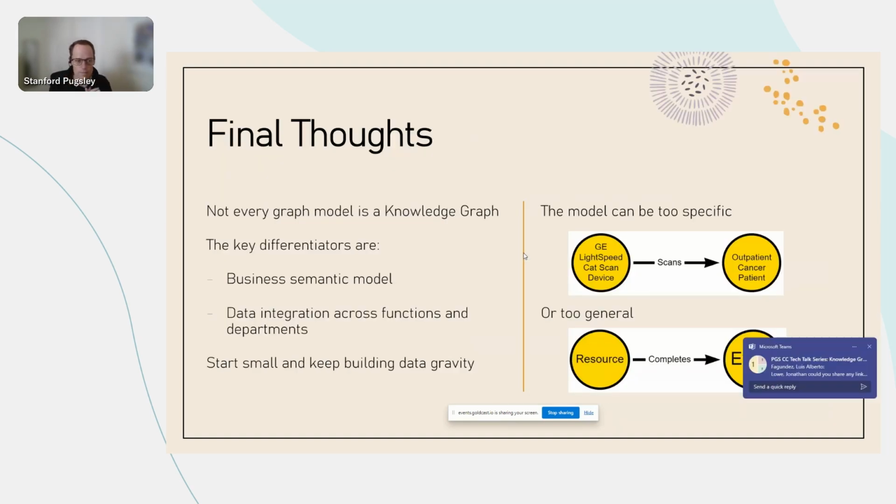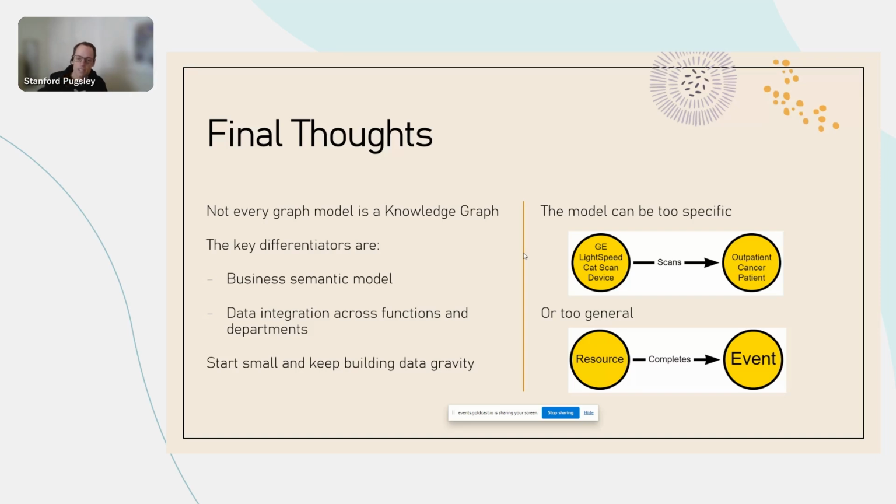Okay, so I'm going to wrap up with this. We've got lots of different graphs. A knowledge graph is a specific type where you're integrating data from many different business processes into one network. It's got to follow that business semantic model. And I want you to always start small and build and show value quickly. Don't launch a year-long project and wait for a year to show anything to the users.